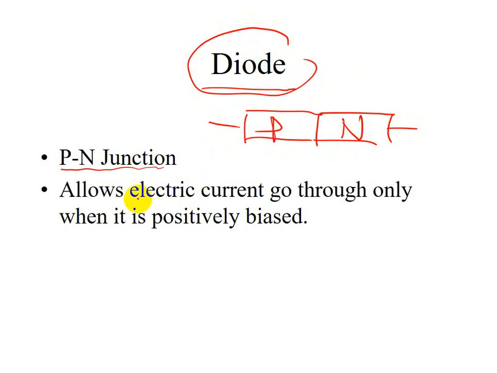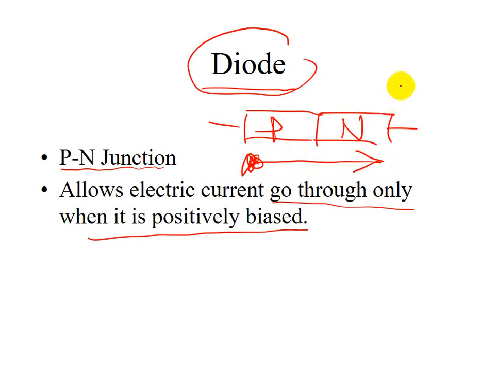A diode only allows electric current to go through in one direction when it is positively biased. That means the current is only allowed to go from here to the right, not from the right to the left. When you have a PN junction, the current always comes from the P side to the N side, not from the N side to the P side. It's called a diode.